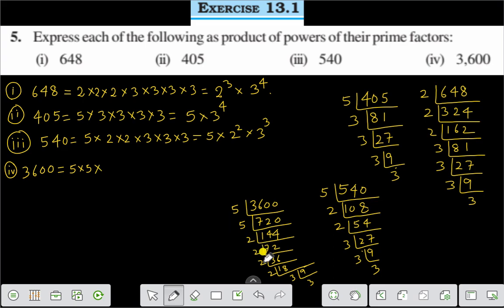Right, now you can write here as 5 into 5 into how many 2s? 1 2 3 4. And how many 3s are there? 2, that is 1 and 2. Now this can be written as 5 to the power 2 into 2 to the power 4 into 3 to the power 2.